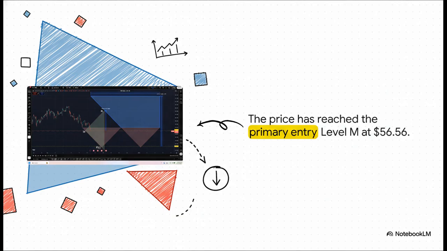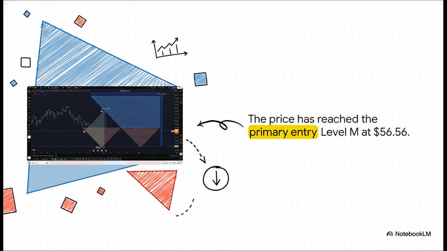So take a look at this chart. This is basically our starting map for the whole cycle. You can see right there, the price has just hit the primary entry point. That's level M at $56.56. And see that other level just below it? That's PC, a potential secondary entry point.